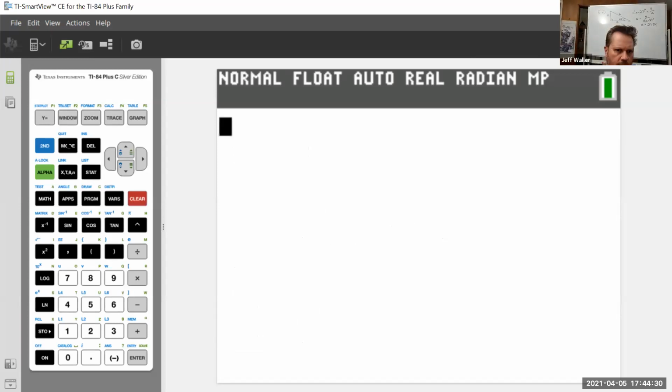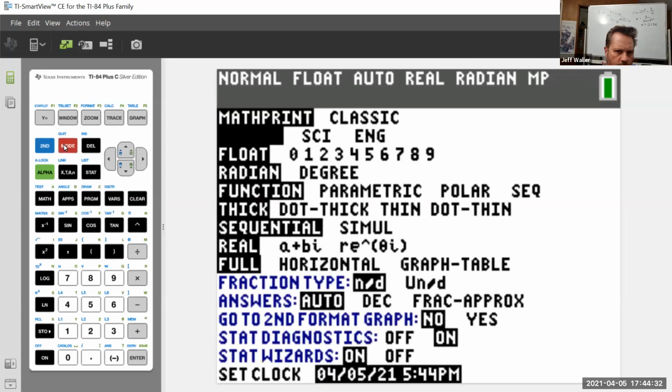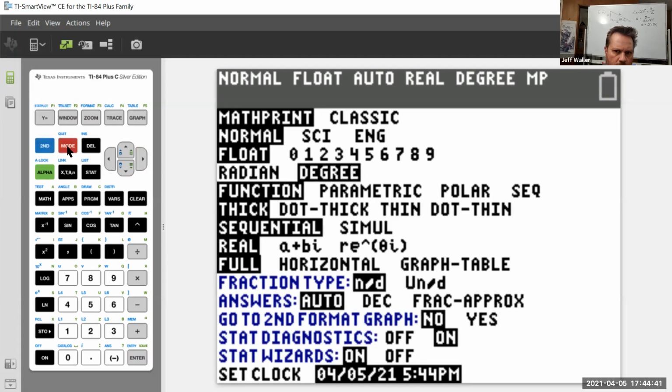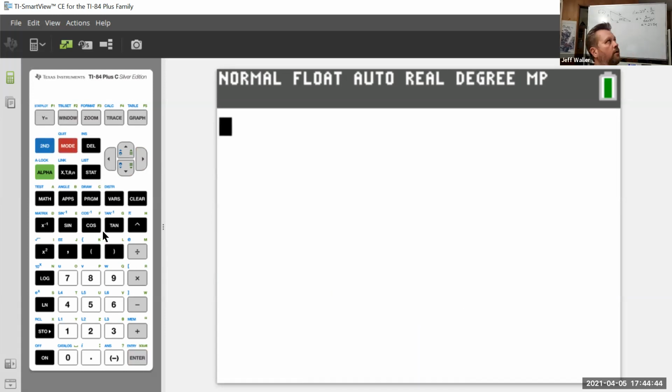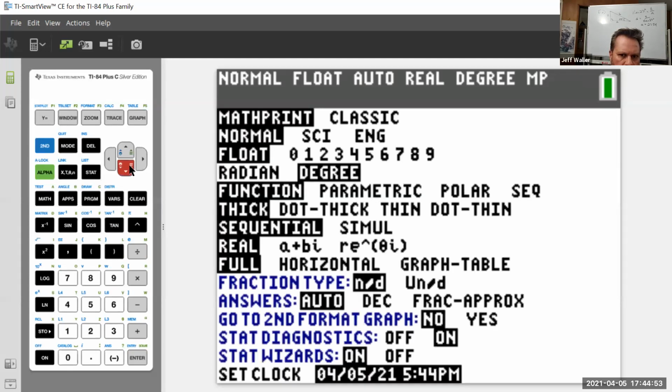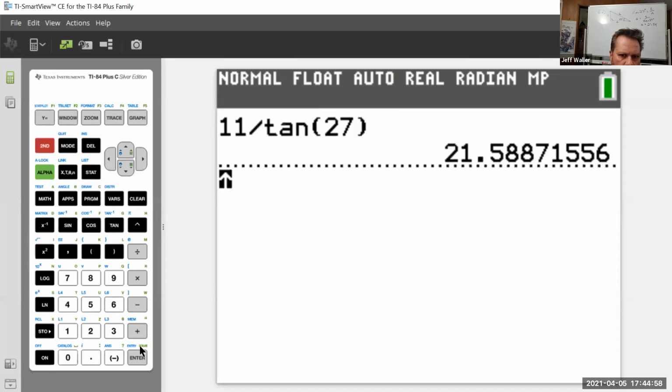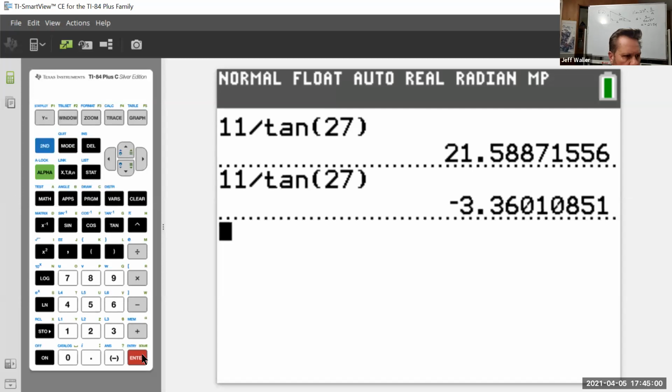So right here under mode, that's how you go from radians to degrees and vice versa. So you can switch over to degrees. Now when you do 11 divided by tangent 27, it knows it's in degrees. What if I had mistakenly been in radians? Let's see what I get when I put 11 divided by tangent 27. I get something that doesn't make any sense. Do you guys agree?